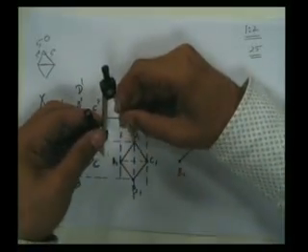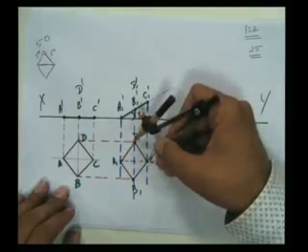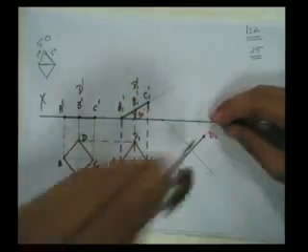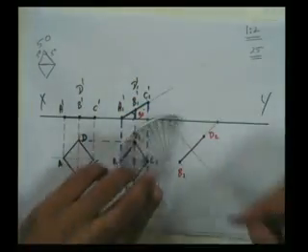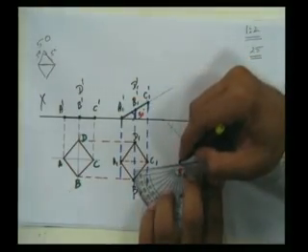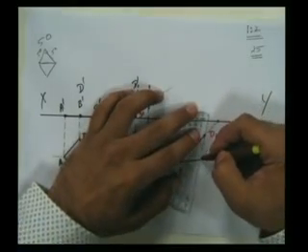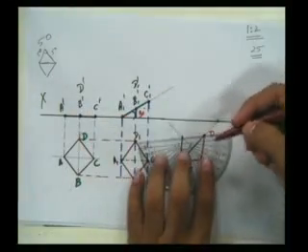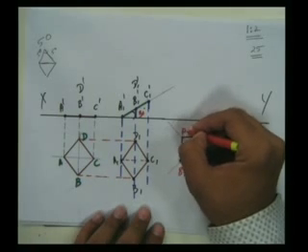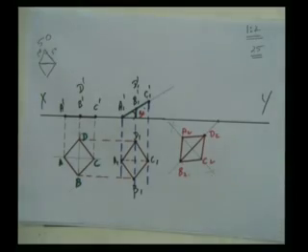The distance from D to A and B to A would be equal, and D to C and B to C will be equal. So cut an arc on this line and cut an arc on this line. Connect them. This is A2, this is C2. Now extend the rays upwards.